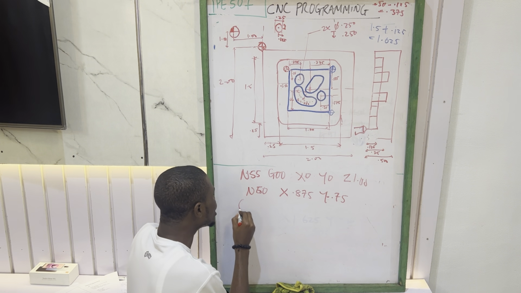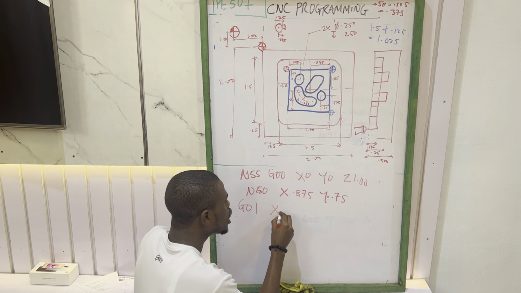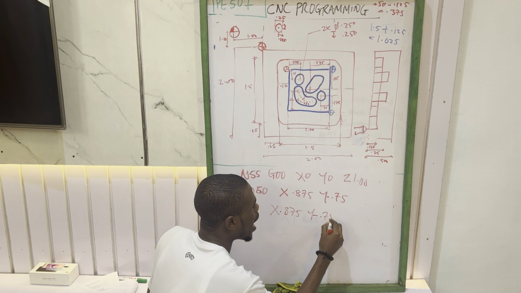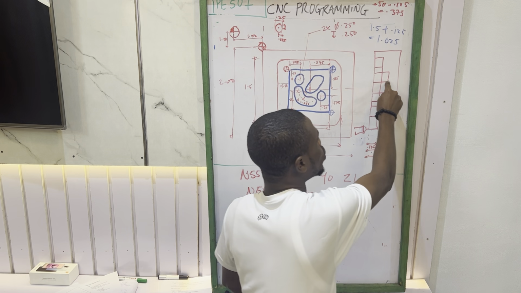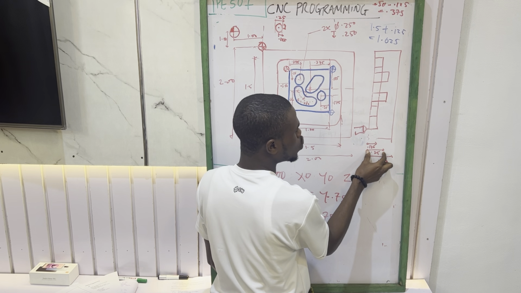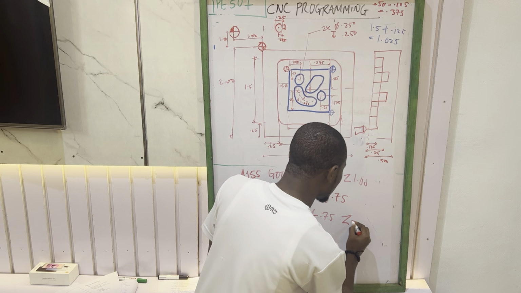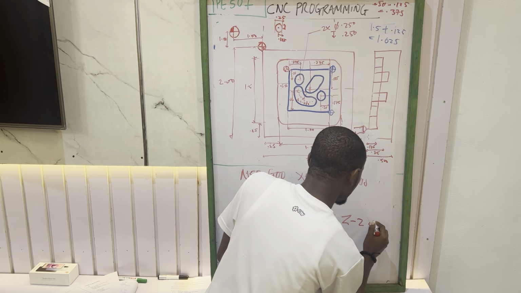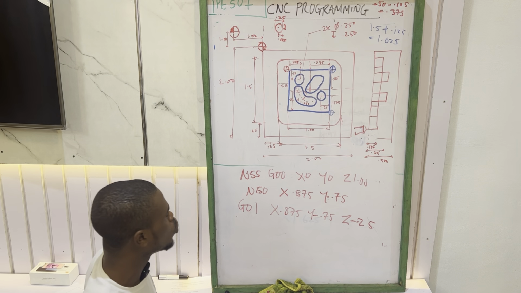So now do your G01. We want to start work: G01, linear interpolation. Take the same coordinate: X 0.875, Y minus 0.75, and your Z, the depth of the hole we want to drill. If you trace your hole down to the front view, you see that the depth of the hole is 0.25. That's the depth of the hole we want to drill. So your Z is now negative 0.25.